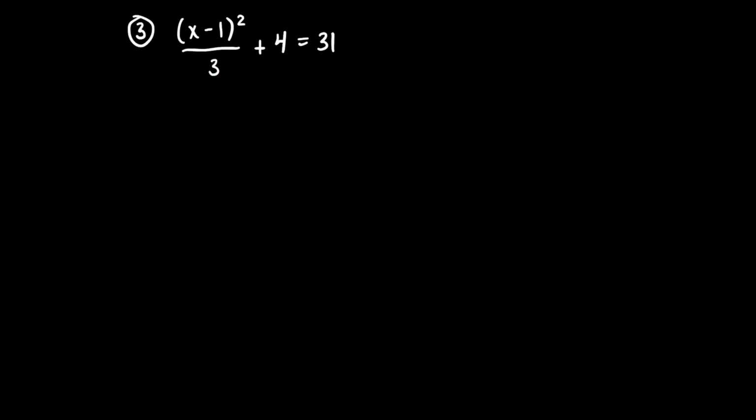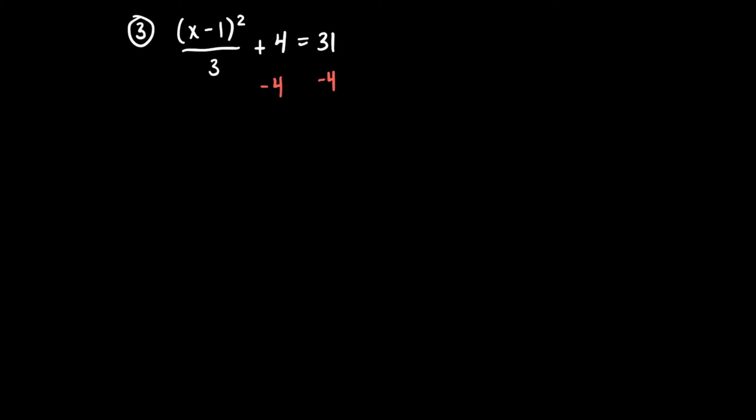Because if you multiply everything by 3, this gets multiplied by 3, which would cancel the 3. This gets multiplied by 3, which would make it 12. This gets multiplied by 3, which would make it 93. Then we'd have to subtract 12. You can do that. That's fine. Personally, I'm going to subtract 4. So subtract 4 from both sides to start.